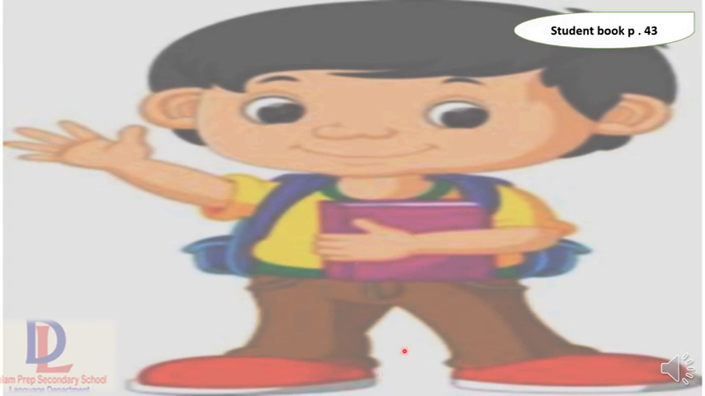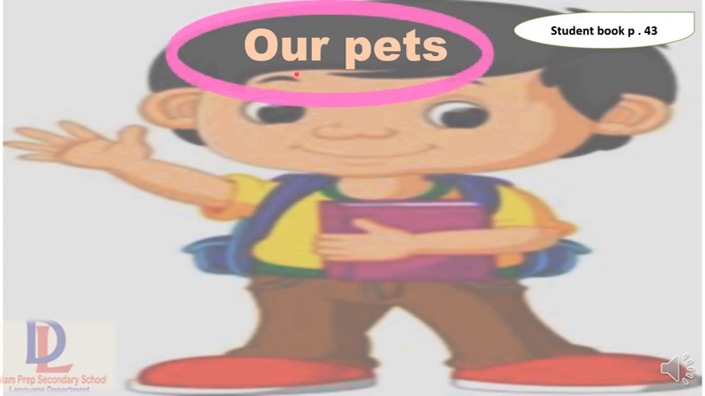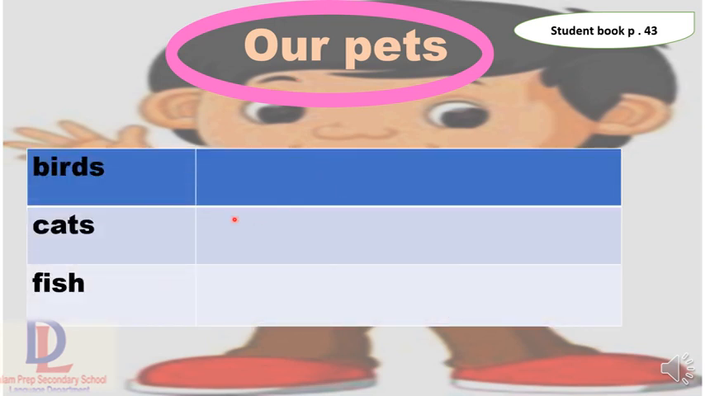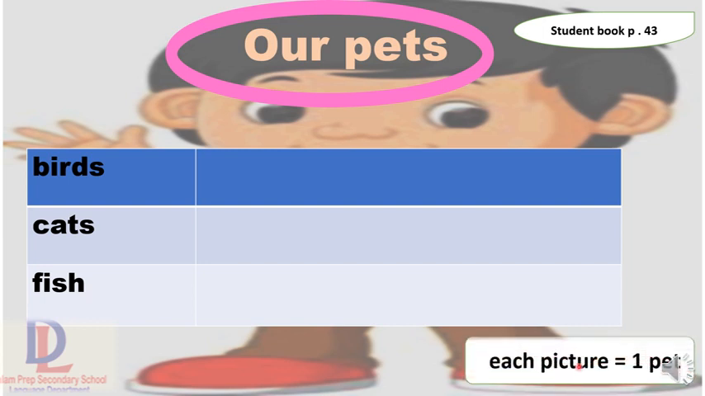Okay, now open your student's book, page 43. You will find the title is Our Pets. Okay, and you will see the table. Inside the table, you can read here birds, cats, and fish. Okay, in the bottom, you will find a small rectangle. Inside it, we can read each picture equal 1 pet.